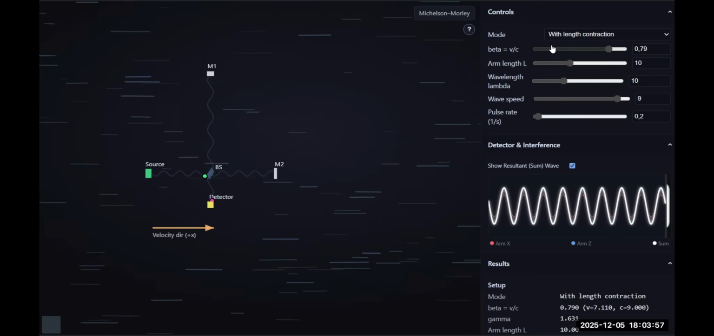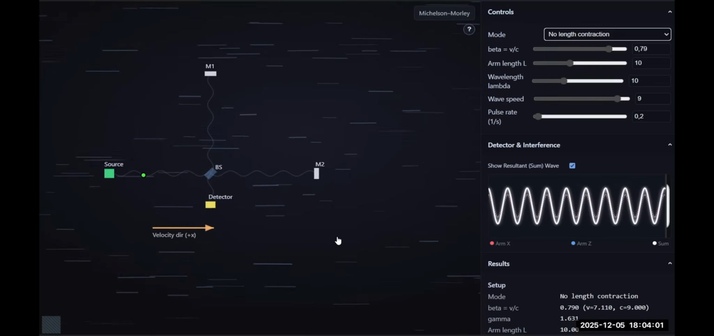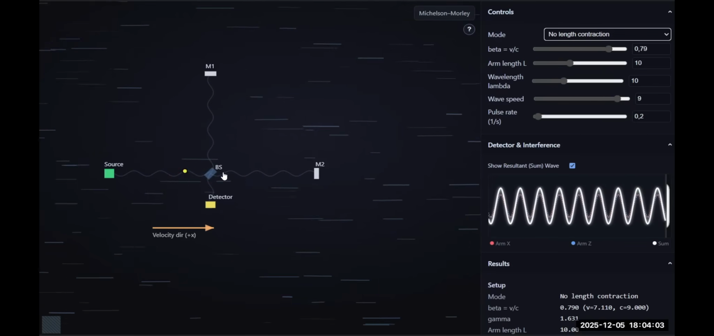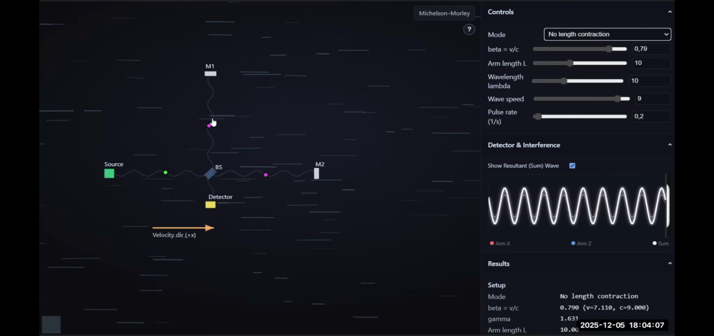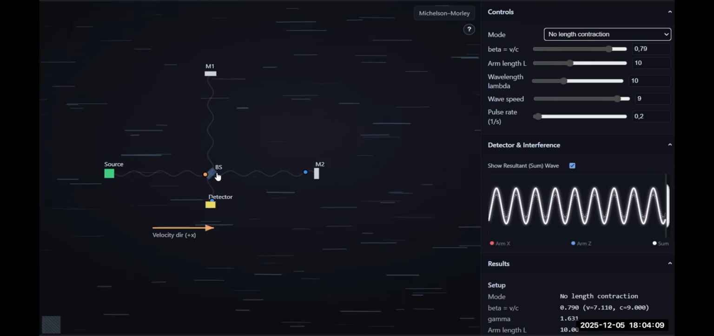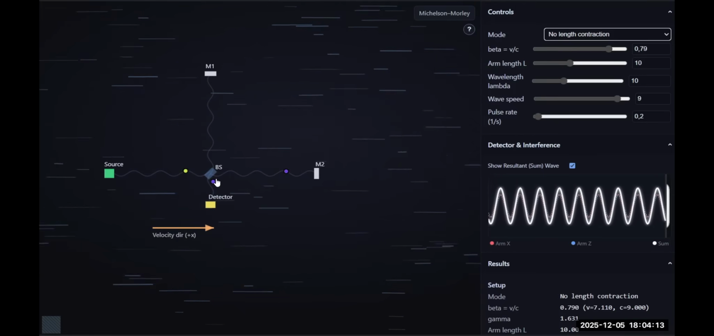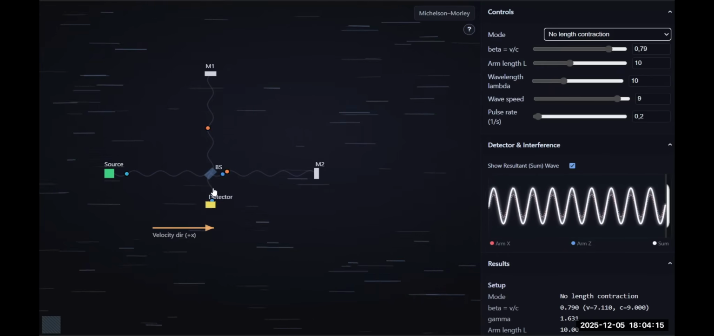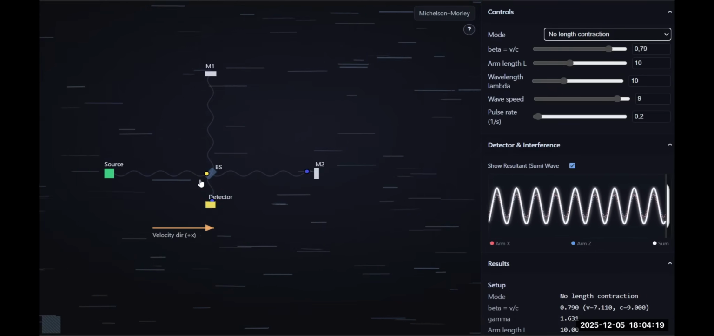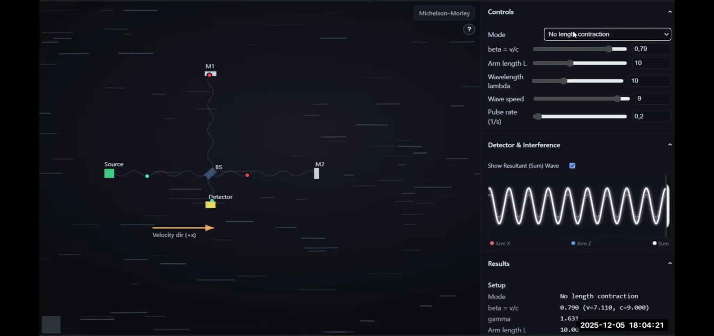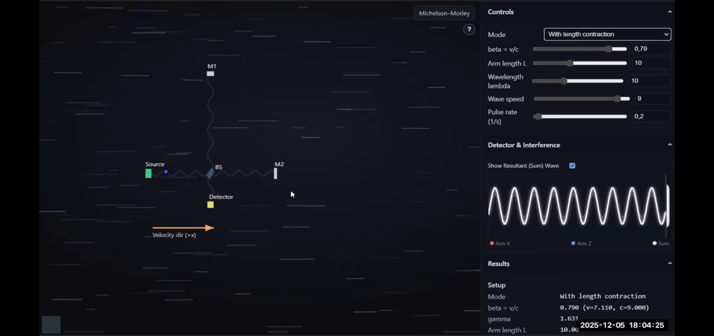And of course, in the original experiment, they didn't consider that. They assumed there's no length contraction. If you assume there is no length contraction, they're not going to end up here together. Then you would expect the phase shift, right? If you're just assuming it doesn't affect the apparatus, then you have a problem because you're expecting a phase shift, but there wasn't any. So a lot of people don't know that, unfortunately.